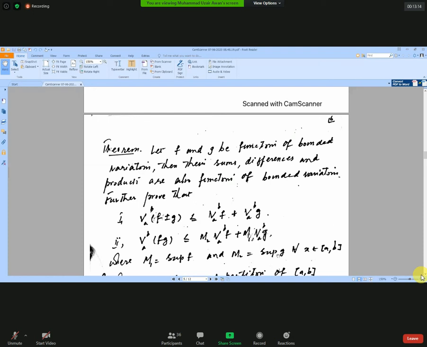Plus, we also have to show that the total variation of f plus minus g is less or equal to the total variation of f plus the total variation of g, and the total variation of fg is less or equal to M2 into the total variation of f plus M1 into the total variation of g. We have to show this as well.